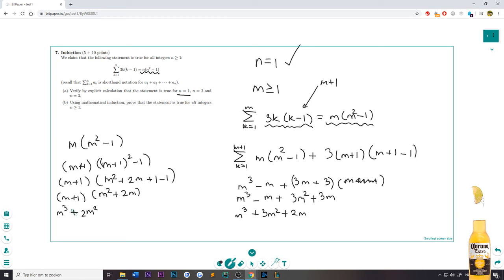So m times m squared gives us m to the third, m times 2m gives us 2m squared, plus m squared plus 2m. And so this is m to the third plus 3m squared plus 2m. And well, that's exactly this. And therefore we have proven that the statement is true for all integers bigger or equal than 1. Yes, I hope that's clear.